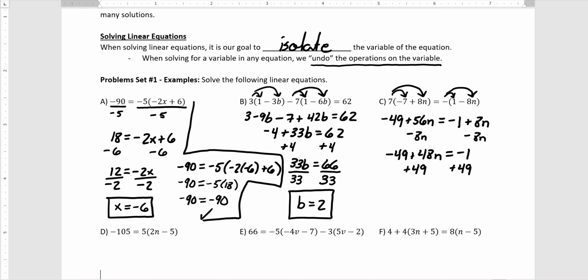Alright, okay, very good. So negative 49 plus 49 over here. Negative 1 plus 49 would give me 48. And I can divide by 48, and this is going to work out really nicely because any number divided by itself gives me 1. So I know that n must equal 1.